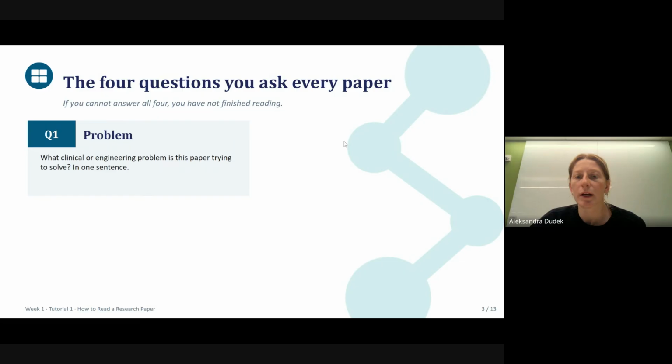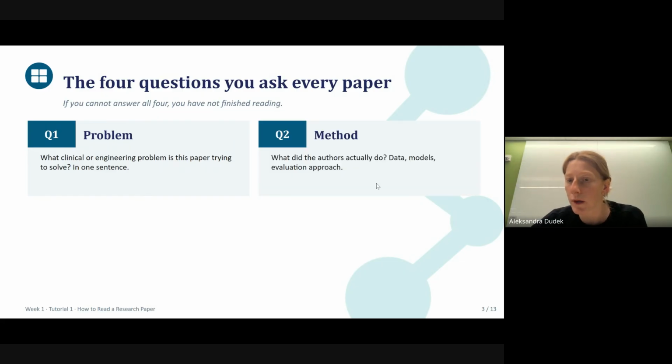Exactly. The next might be the method. Does anyone want to elaborate a little bit more on what the method is important for?